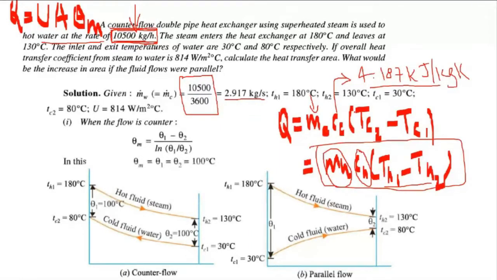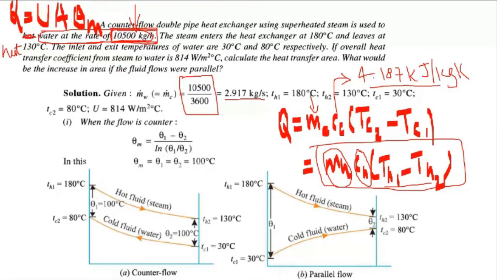Now, in the question, it's written hot water at the mass flow rate given, but it is not hot water. Here, this word should be heat: superheated steam is used to heat water. Water at the rate of 10500 means this is the mass flow rate of water. So it's cold water which is heated. Cold water is the one being heated, so this is the mass flow rate of cold water.